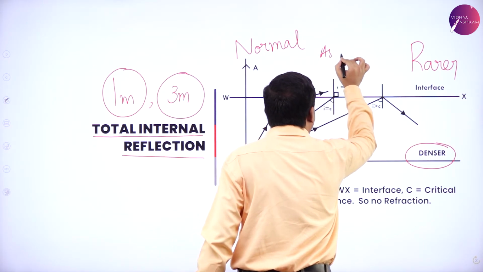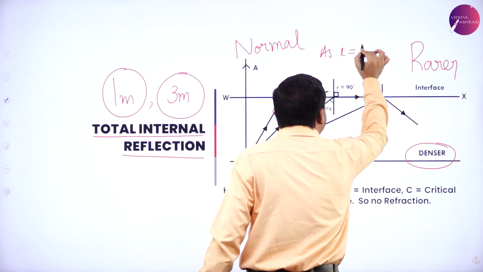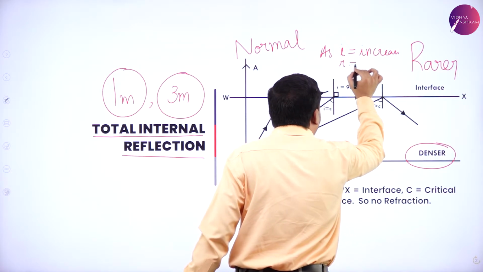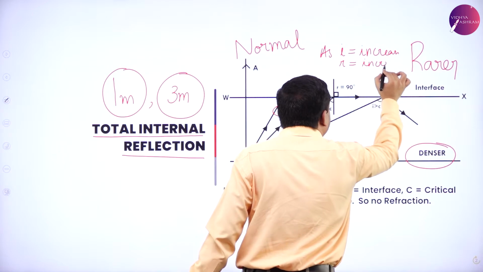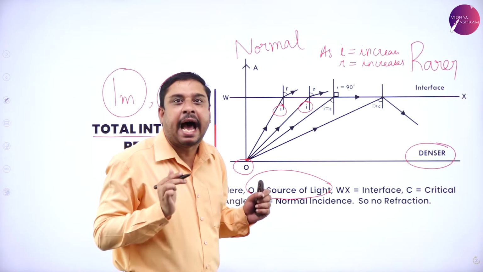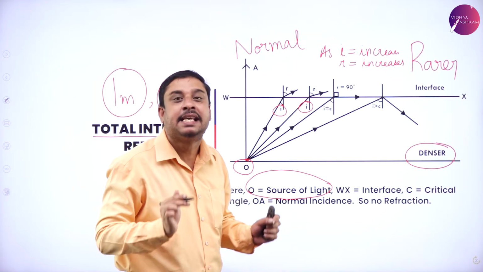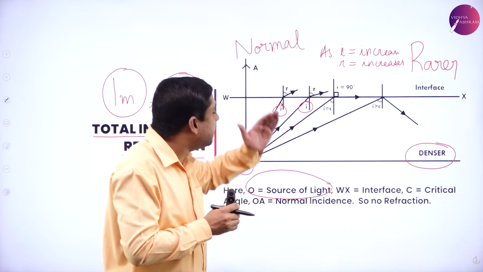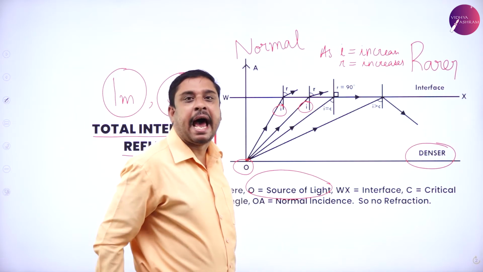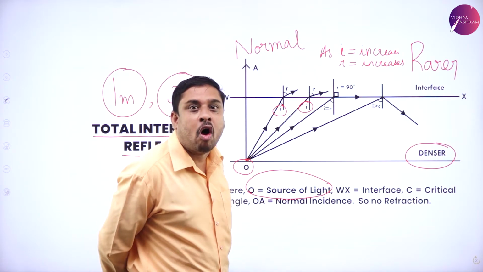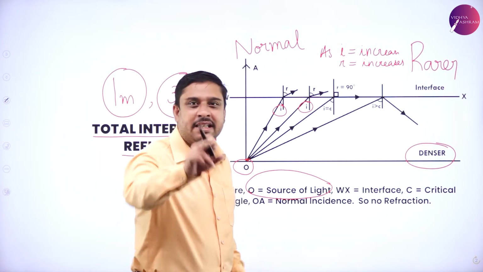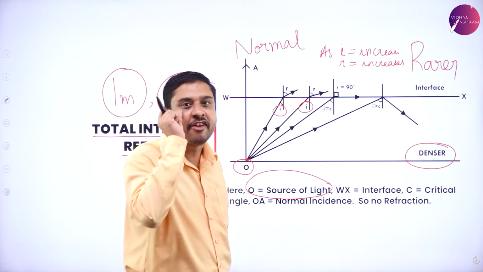As I is increasing, angle of refraction also increases. So as the angle of incidence increases, the bending of light is also more, which means angle of refraction also increases. Now observe, this is the key for the entire phenomenon.